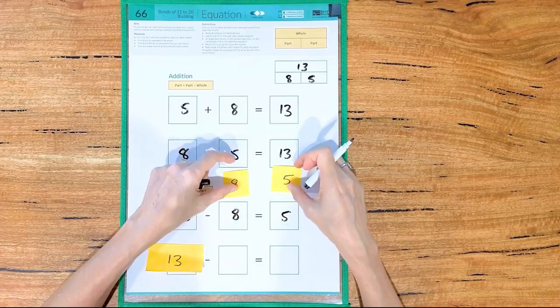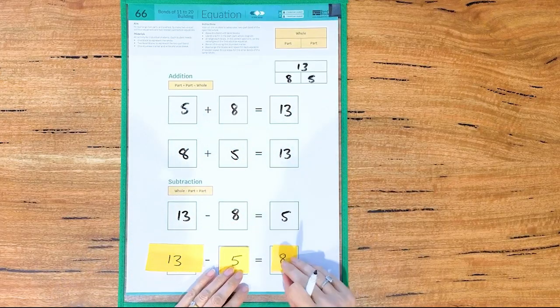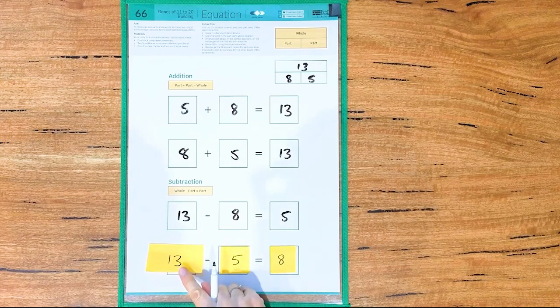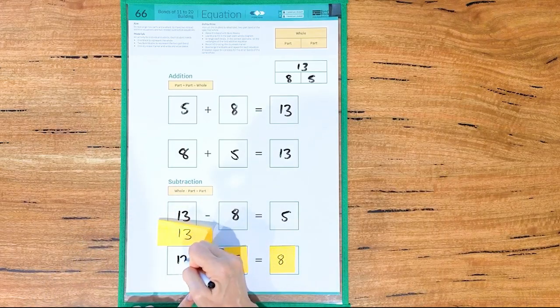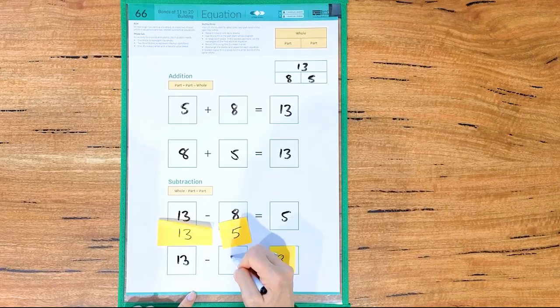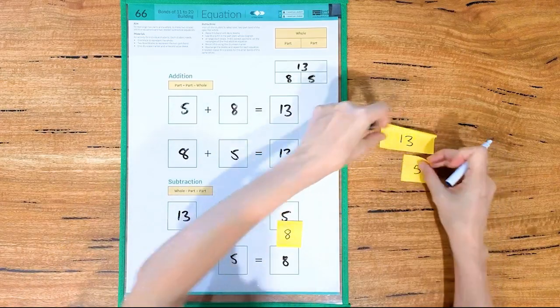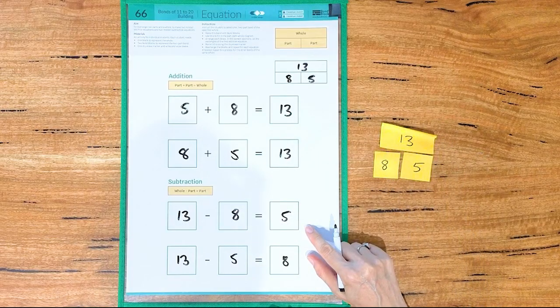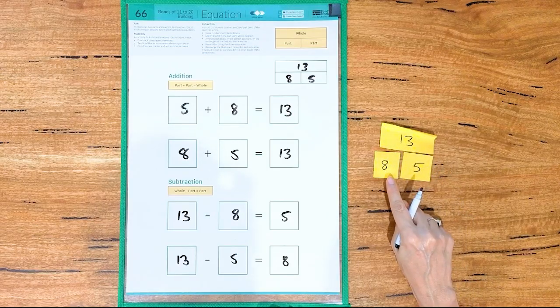When I write my last subtraction equation, I need to keep my whole in the whole position, but my parts can swap with each other, so they're still in the parts positions. I've still got whole subtract part equals part. So 13 subtract 5 equals 8. And there I have my addition and my subtraction equations for 13 is equal to 8 and 5.